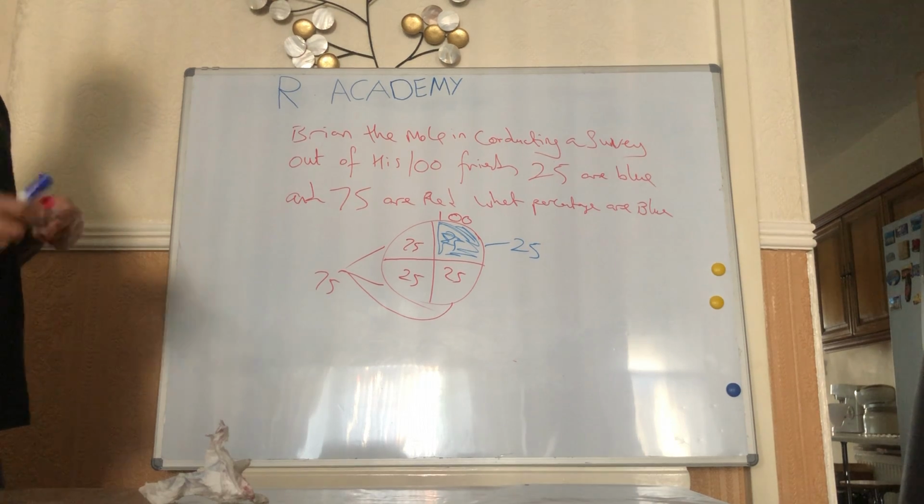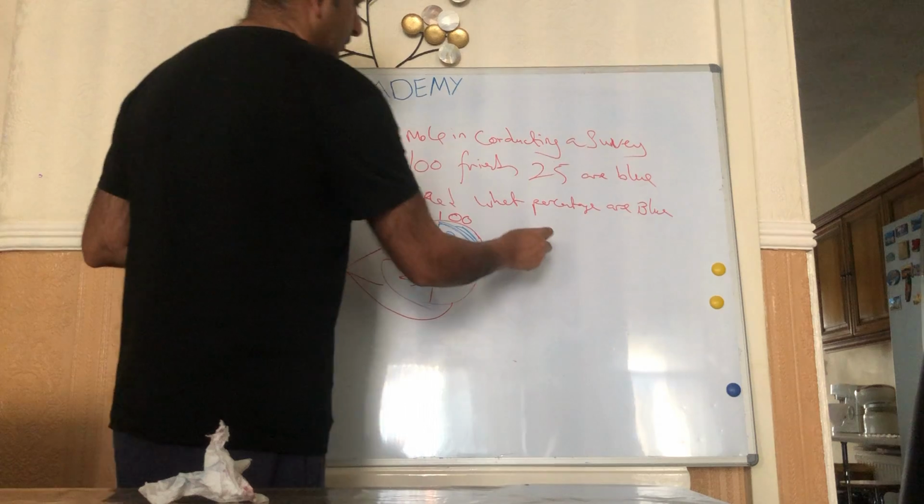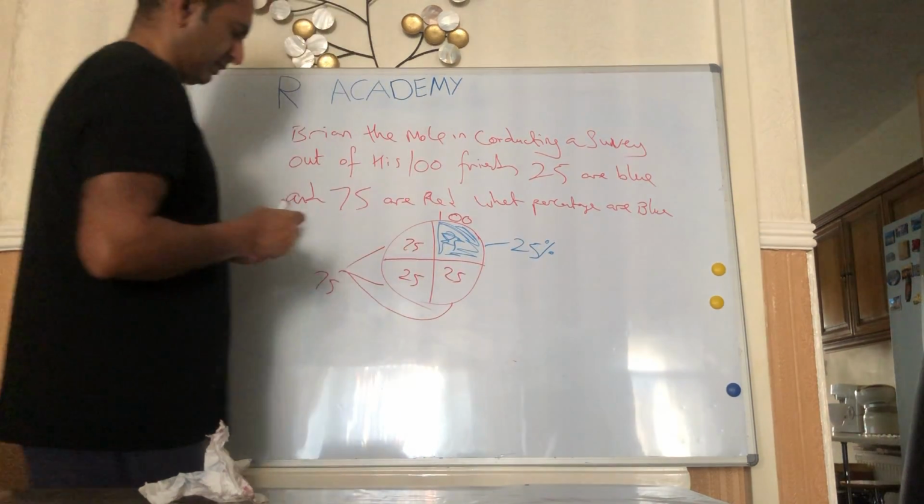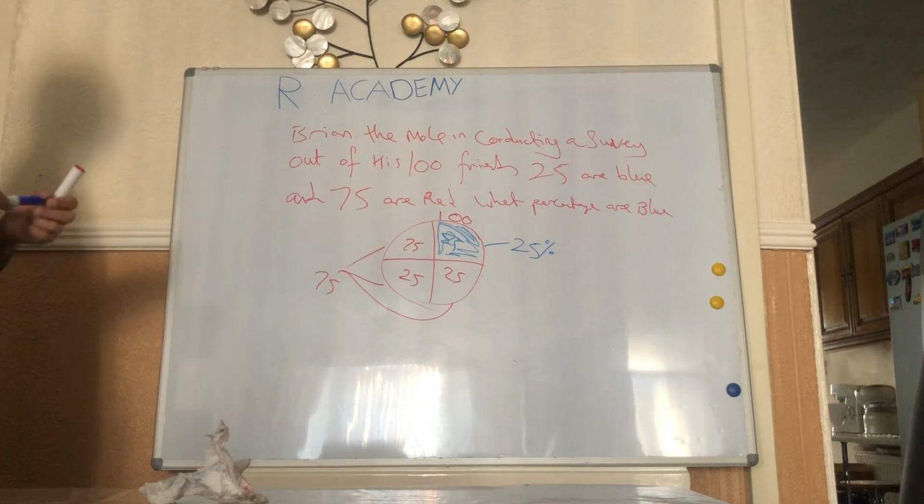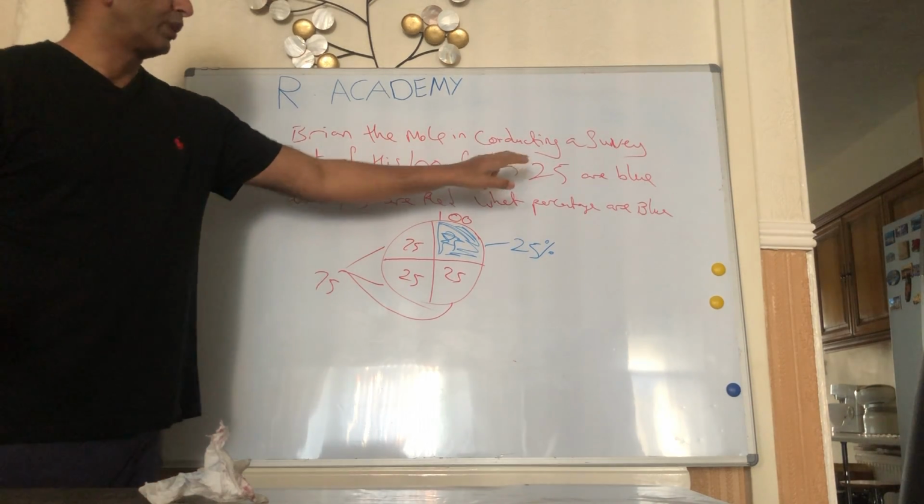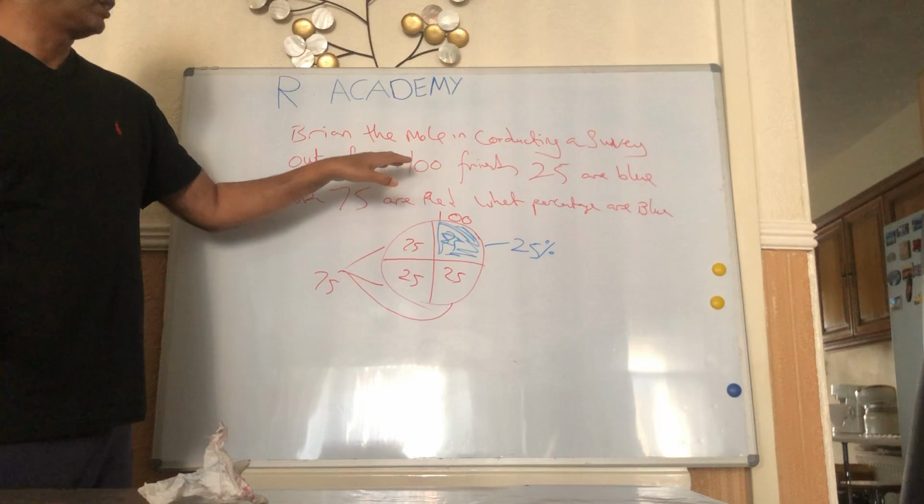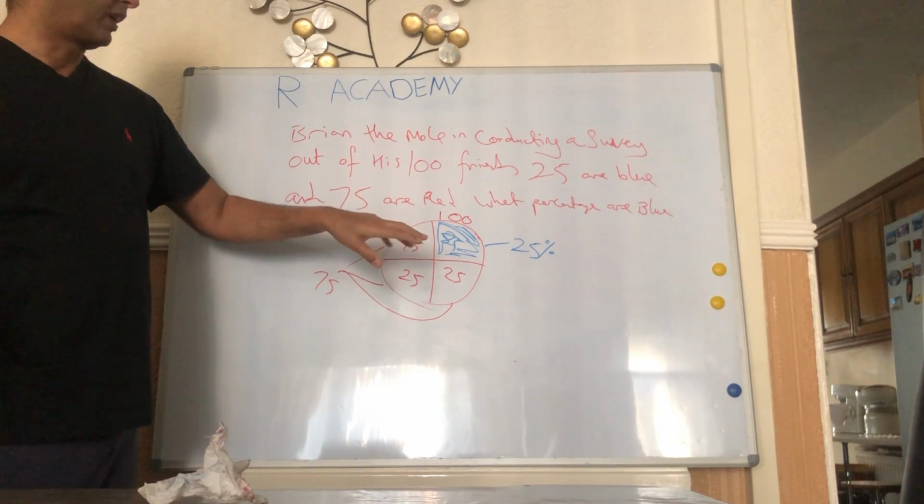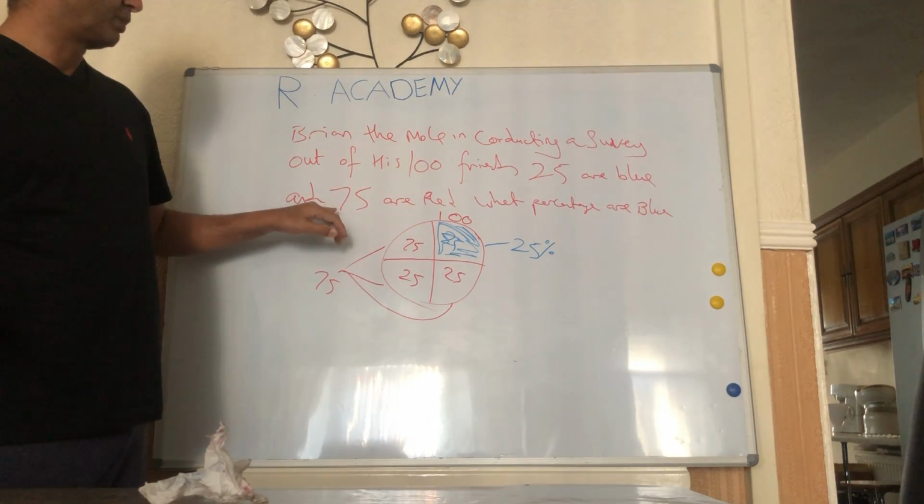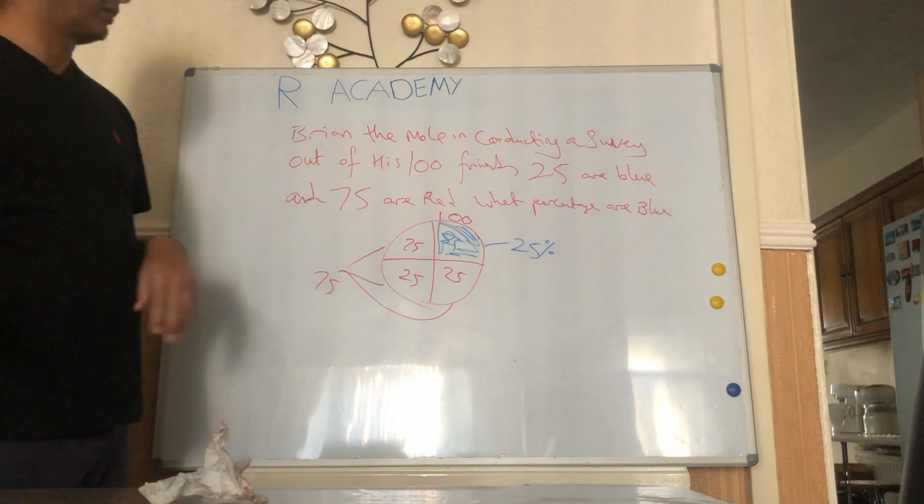So percentage-wise, blue is 25%. So you answered the question quite quickly. So basically, they're saying 25% of 100 is 25, and 75% of 100 is 75.